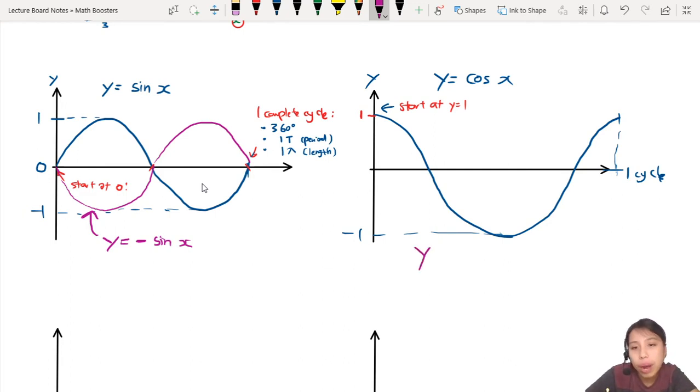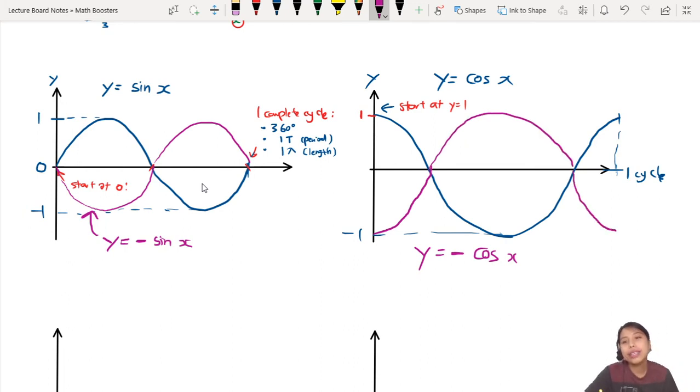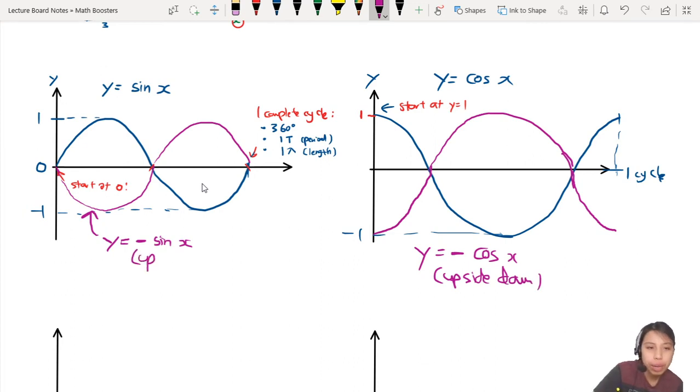Same thing, if you have y equals negative cos x, it means now you start from negative 1, cross at the same point, go up, come down. This is not a standing wave, don't confuse it. I'm just lazy to draw another graph, so I draw on the same place, okay? So if got negative, it means it's upside down. This one also upside down. Know how to draw.